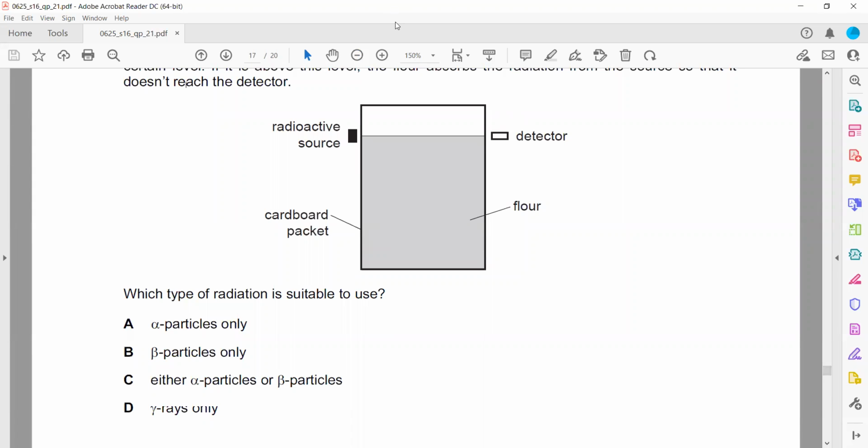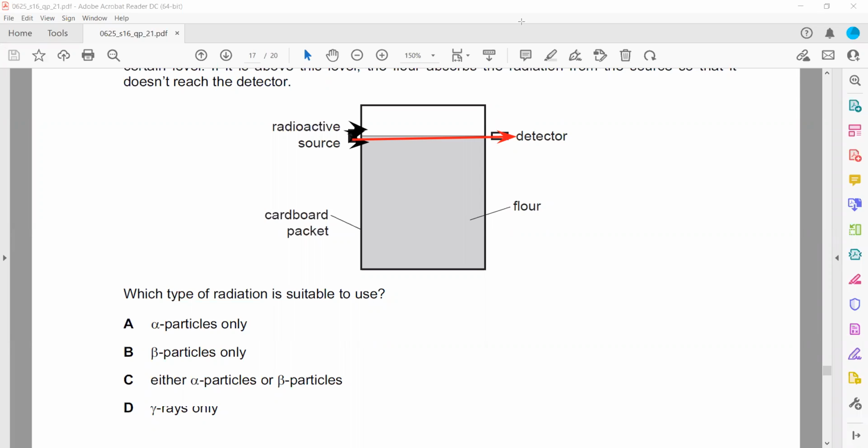Alpha is not suitable. Why? Alpha can be stopped by paper, so even if the floor level is up, alpha won't pass. Gamma is also not suitable. Why? Because gamma is highly penetrating. Even if the floor level is higher than the marker, the gamma radiation cannot be stopped by the paper, cardboard or floor. So the detector will record it. So which is the most suitable source here?